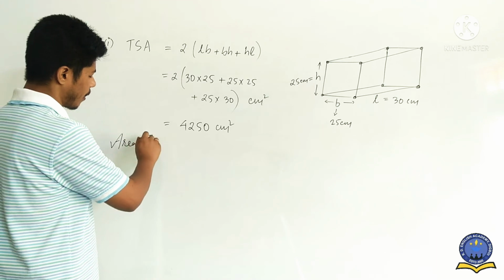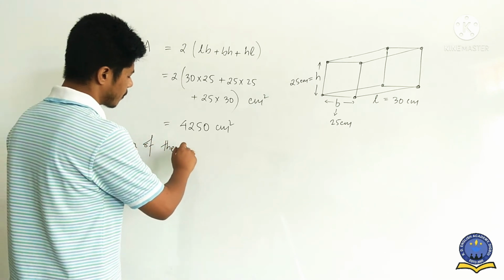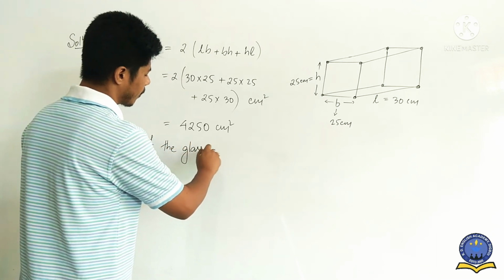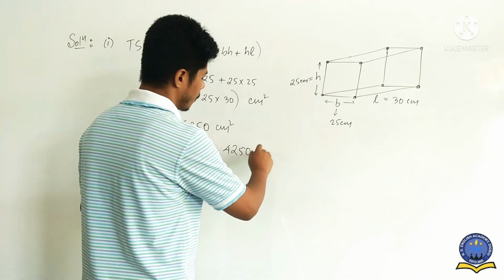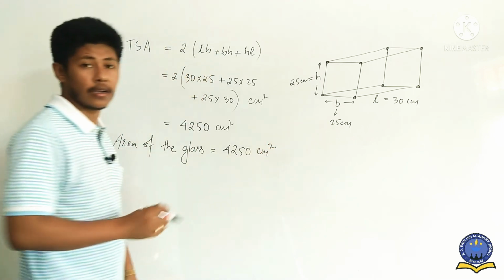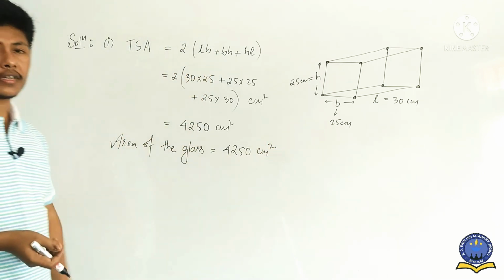Area, here we have to write area of the glass. So this one we have to write area of the glass equals to, the answer is 4250 centimeter square. Is it clear? So this one is the first answer.